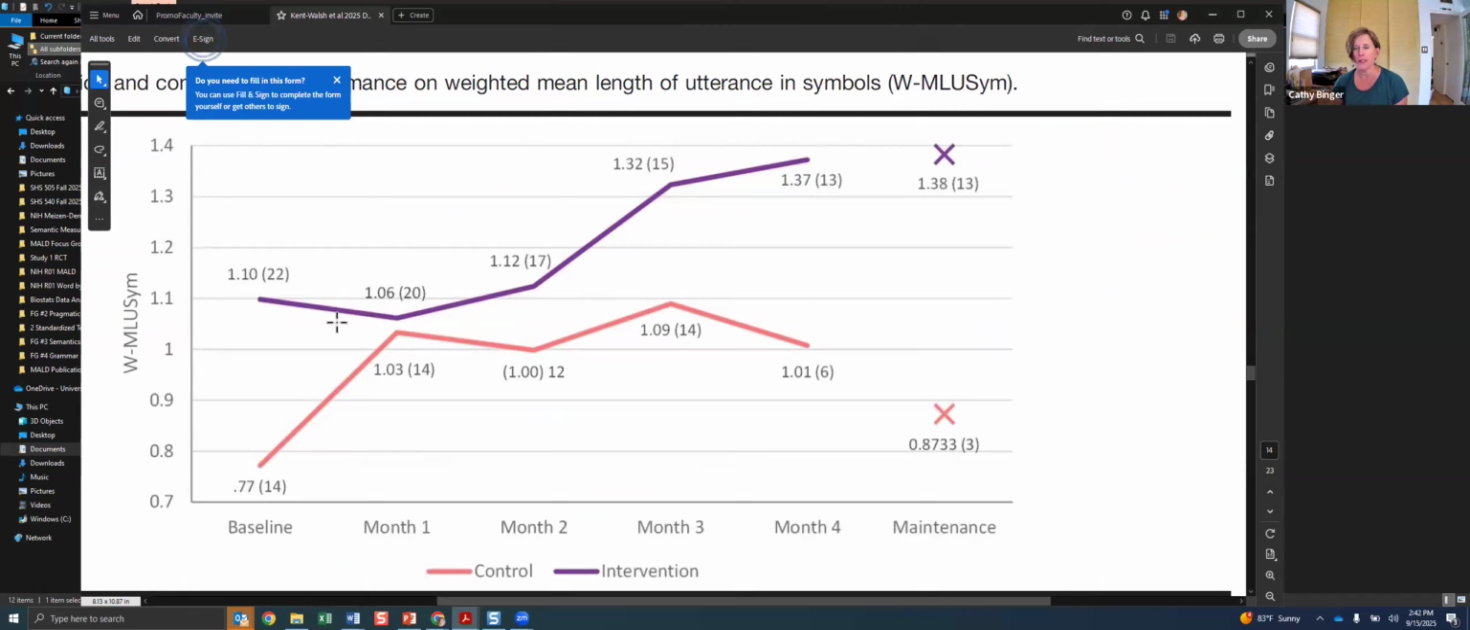You can see up here, weighted MLU sim. The control group did not do as well as the intervention group did after the intervention group received 4 months of our intervention. So we've started to use this measure in our published papers, but we also want to make sure it's clinically feasible, or see what you guys think about the clinical feasibility of it.